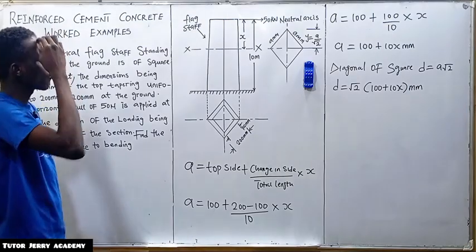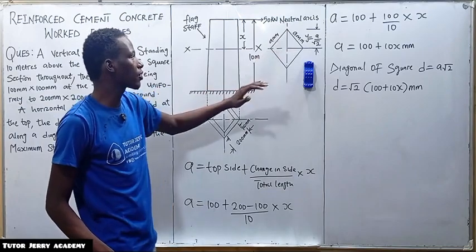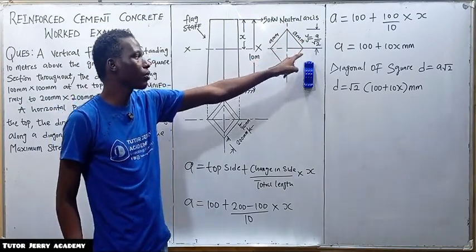Now from the question, we are given the distance from the neutral axis to the top of the section, which is y equals A all over the square root of 2.